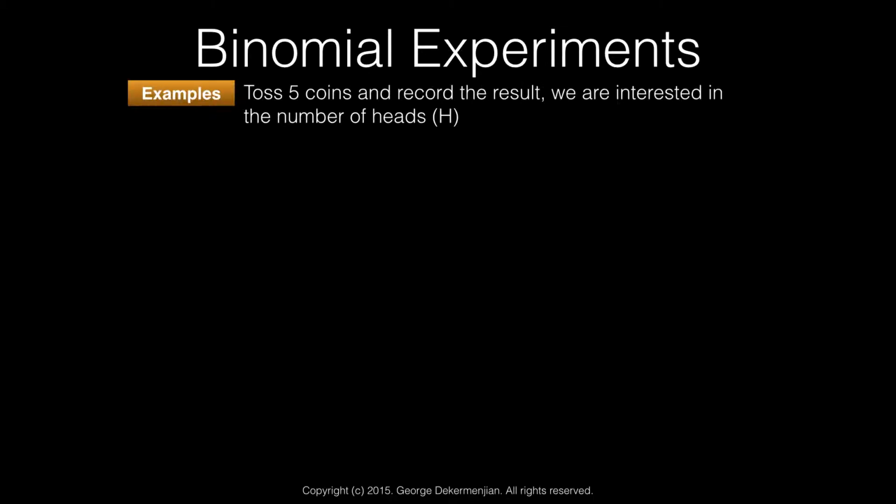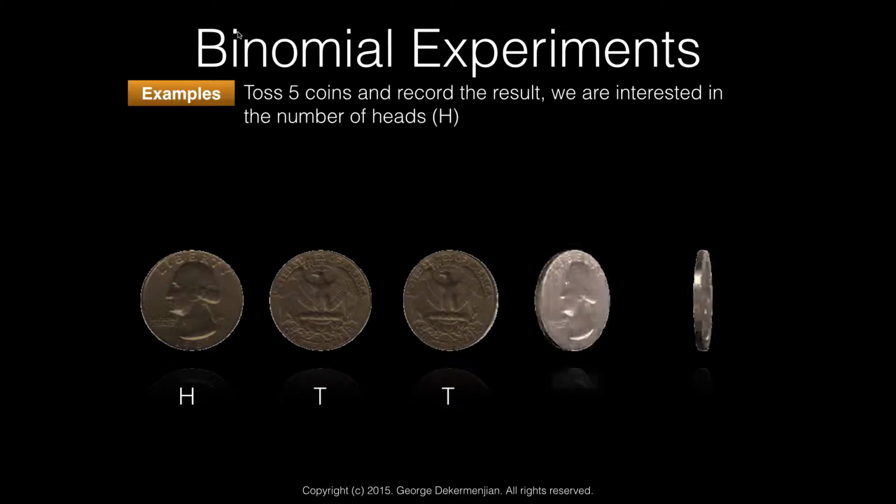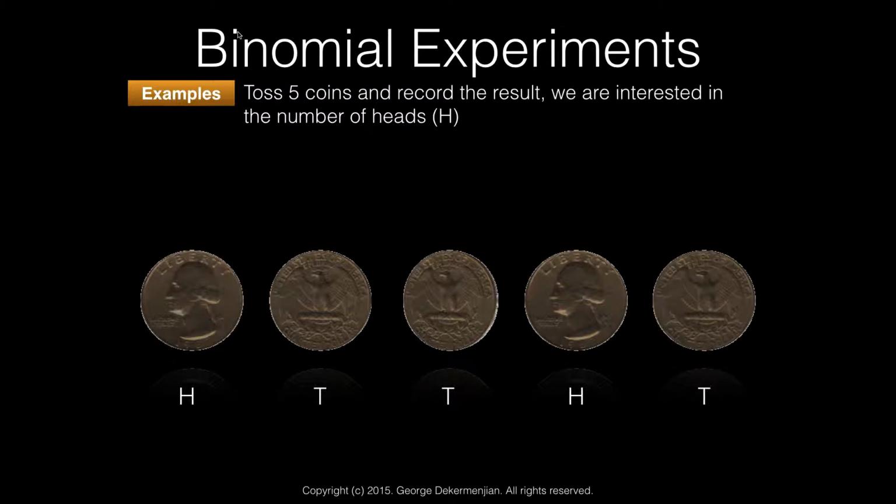Let's take a look at a simple example. Toss 5 coins, record the result, and we want to look at the number of heads. That's the quantity we're interested in. So let's go ahead and toss 5 coins and look at the results. Here it turns out we got heads for the first trial, tails for the second, tails for the third, heads for the fourth, and tails for the fifth.